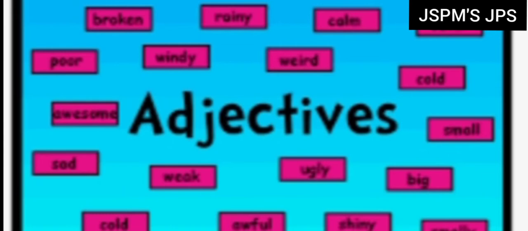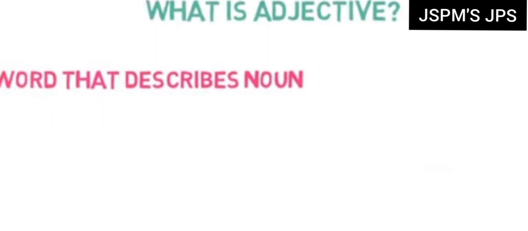Yesterday in our class, we discussed adjectives and their types. We know what an adjective is: a describing word that describes a noun. The words which describe a noun or pronoun are called adjectives.